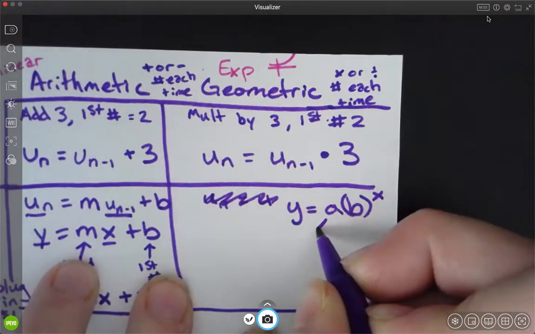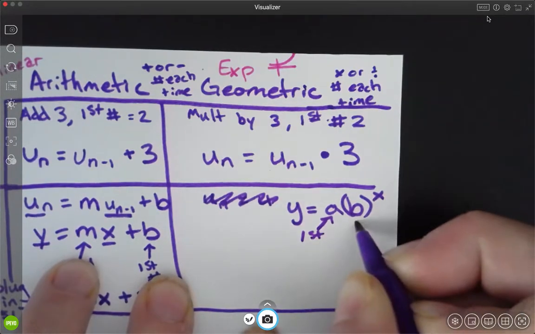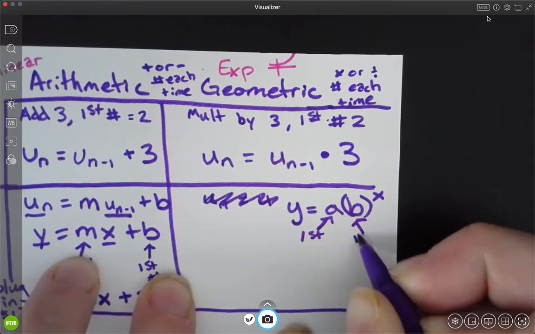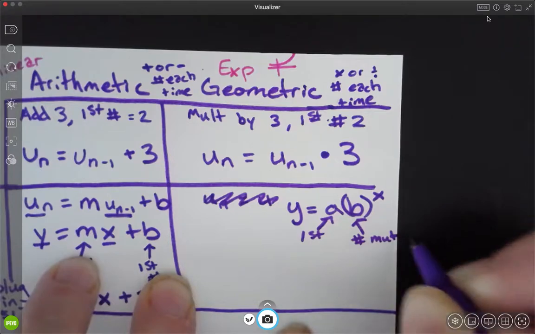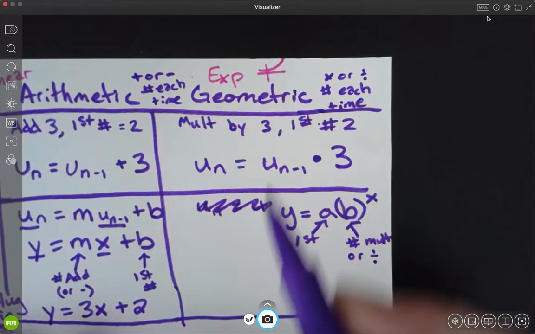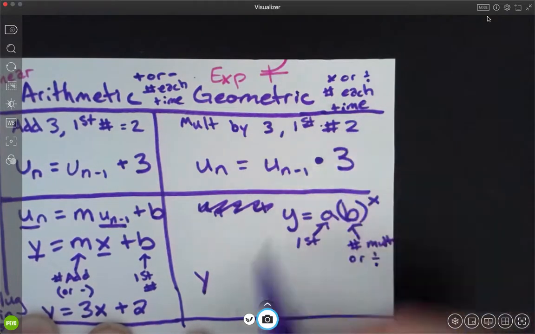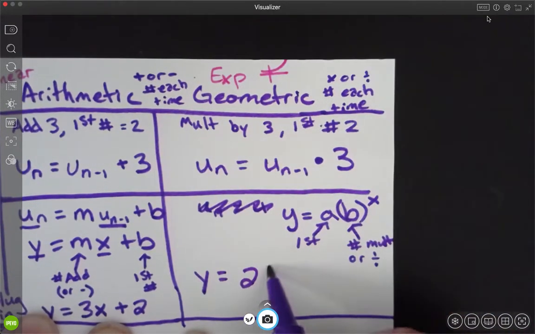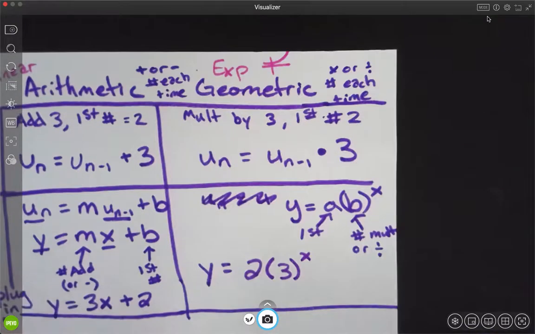Okay, a is going to be your first number, and b is going to be the number that you're multiplying or dividing each time. So for this scenario, we're starting with the number 2, and we're multiplying by 3 each time. So that's 2 times 3 to the x power, and that's what it will look like.